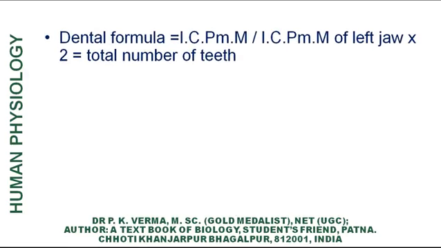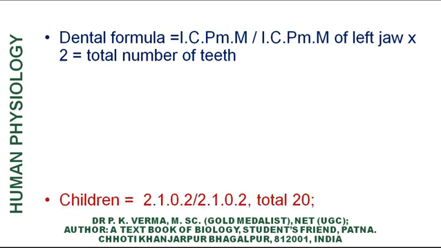Now come to the dental formula. The dental formula is made by using the arrangement of teeth and their number on the left side of the upper and lower jaw, and the number of teeth is doubled to get the total number of teeth in the entire oral cavity. I, C, PM and M mean incisors, canine, premolar and molar in both jaws.